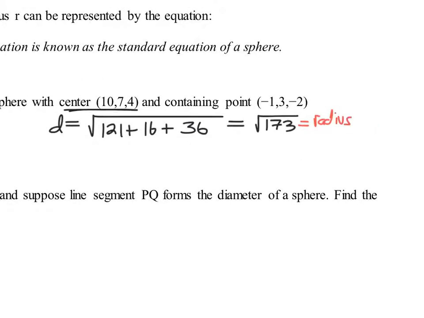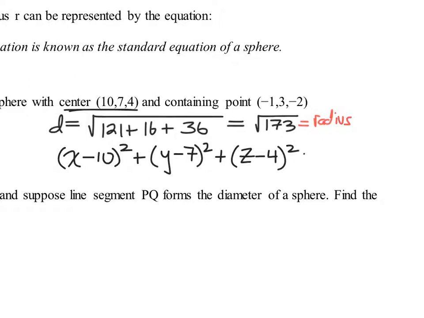We have the center again, so it's x minus whatever the x value of the center would be, so x minus 10 squared plus y minus 7 squared plus z minus 4 squared would be equal to 173. All right, so not something that you could verify on your calculator, but something you could verify on GeoGebra.